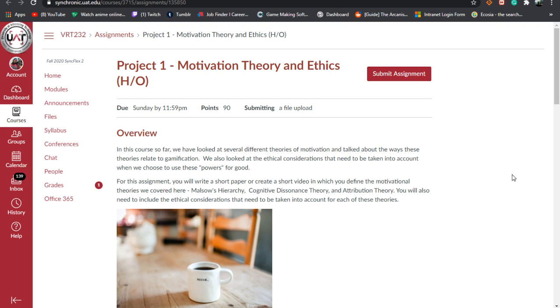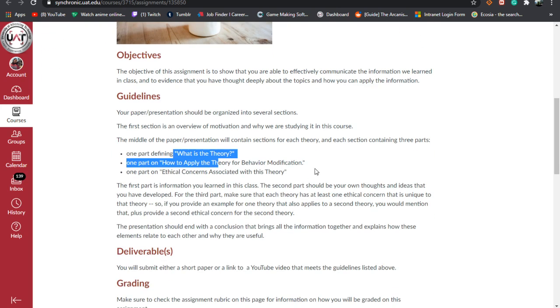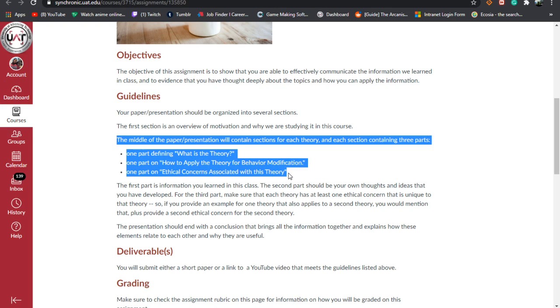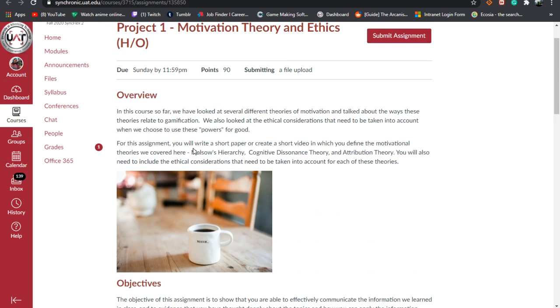Okay, so I'm just gonna go over the brunt of all three: Maslow's hierarchy, cognitive dissonance theory, and attribution theory. And I will be using these questions or statements for some of them to answer it. So we'll start with the first one, which was Maslow's hierarchy.